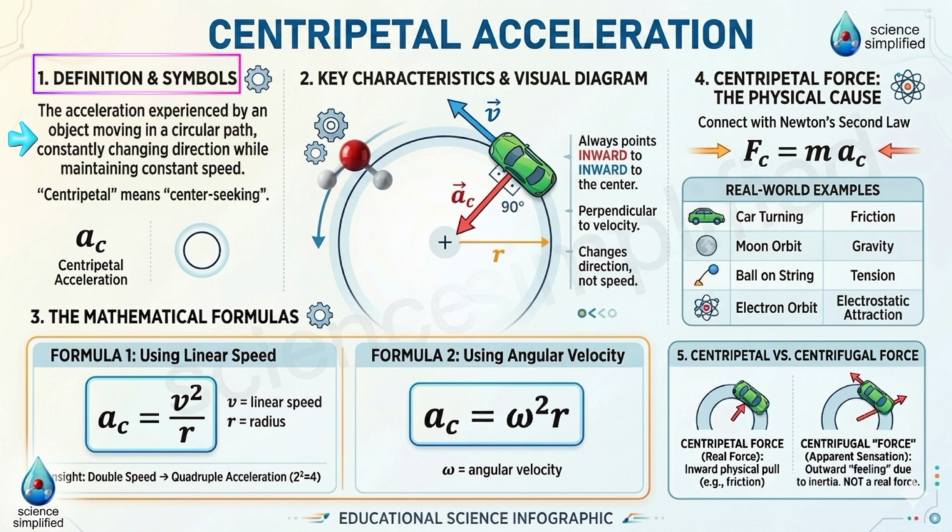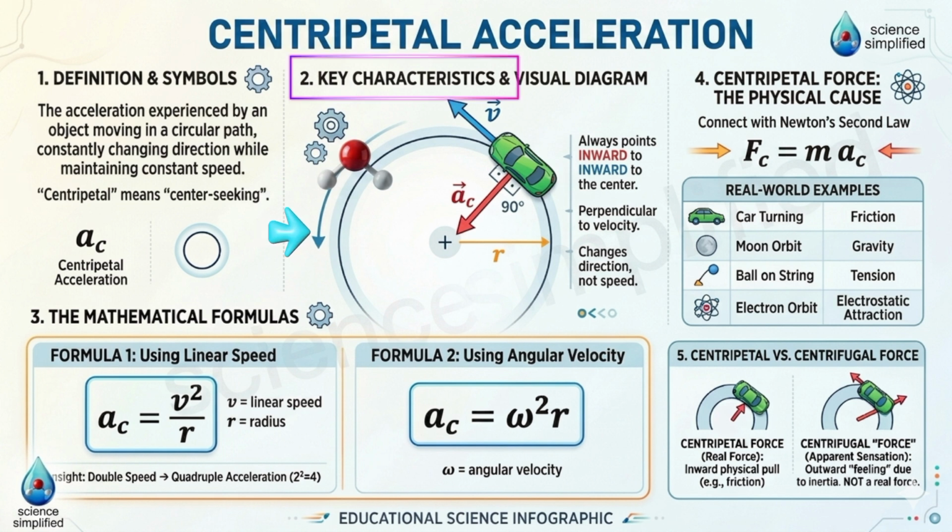Definition and symbols. Centripetal acceleration is the acceleration experienced by an object moving in a circular path. Even if the object moves at a constant speed, its direction is continuously changing. Since velocity depends on both speed and direction, any change in direction means the object is accelerating. The word centripetal means center-seeking, which tells us that this acceleration always points toward the center of the circular path. In physics, centripetal acceleration is represented by the symbol a sub c, pronounced clearly as a c.